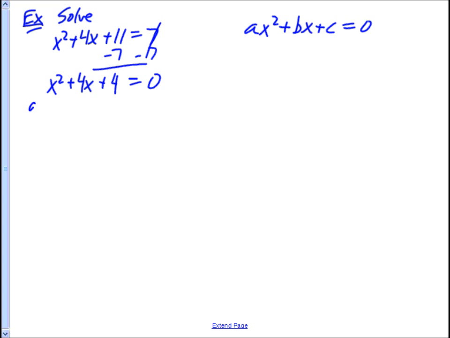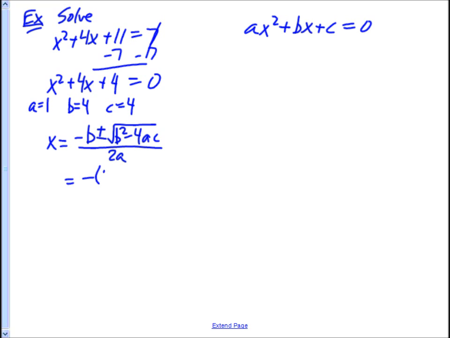A is 1, B is 4, C is 4, right? Sing your little tune. And then plug it in. Negative, our B is 4, again B is 4, minus 4, our A was 1, our C was also 4, and our A was 1.